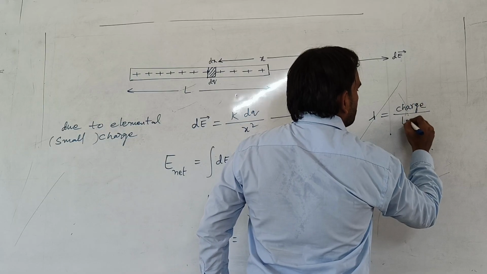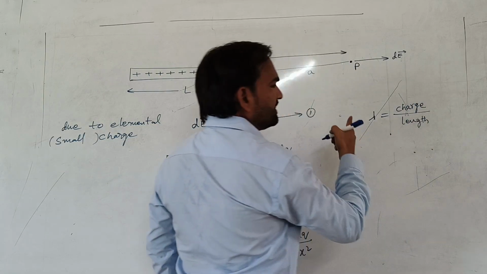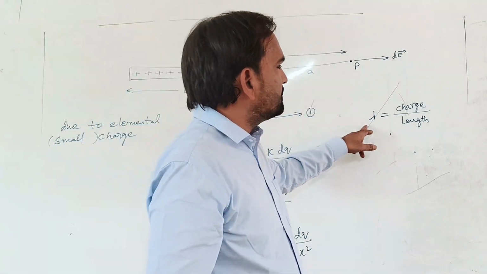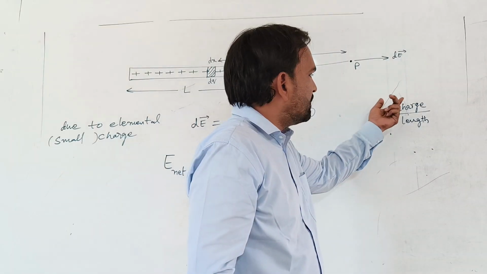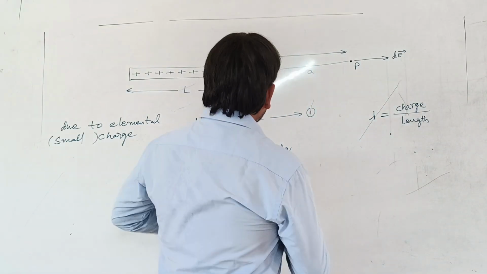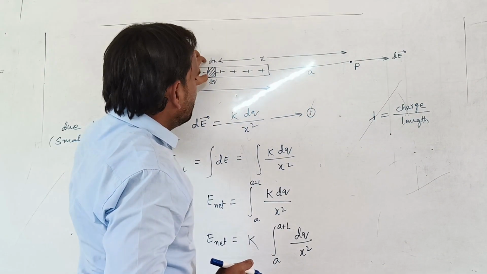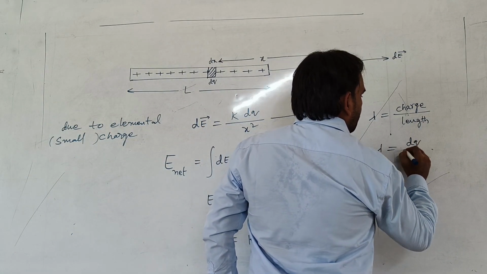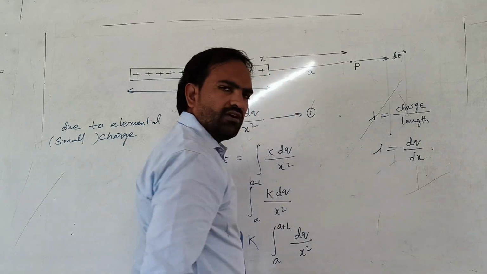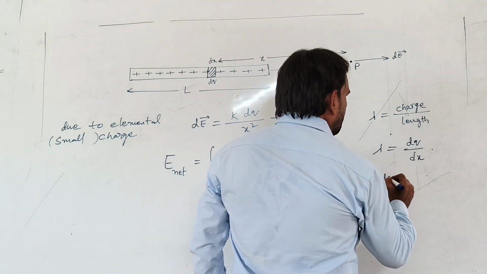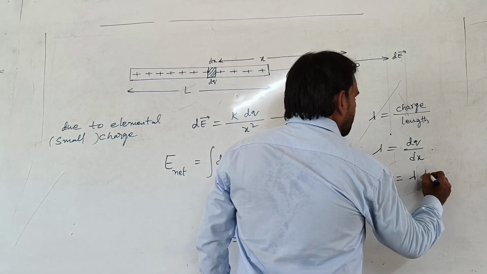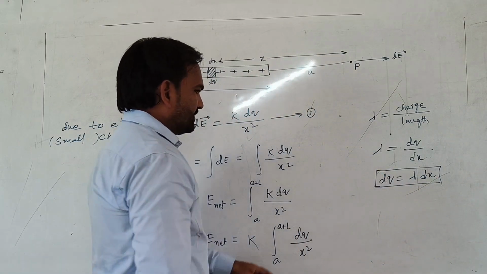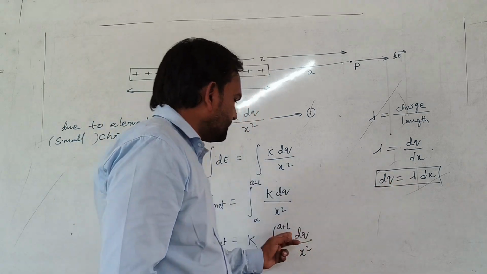This is the linear charge density formula: lambda is equal to charge per unit length. For the charge dq over unit length dx, we write lambda is equal to dq by dx. From this formula we find dq. Therefore dq is equal to lambda dx. This dq value is substituted here.